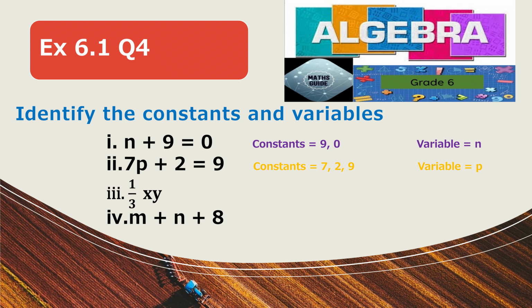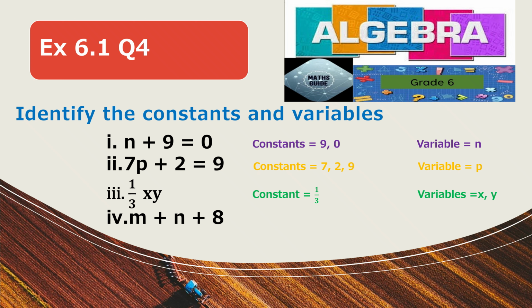Next is 7p plus 2 is 9. Here there are three constants: 7, 2 and 9. 7 can also be a coefficient. So the variable is p because there is only one alphabet in this expression.